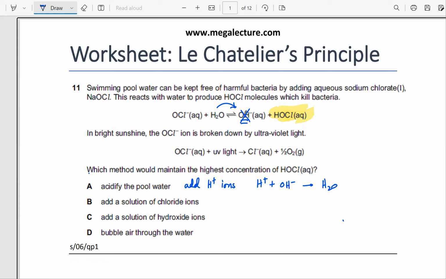Okay? Is it clear that adding H plus ions will eventually neutralize the OH ions over here? And if the OH ion concentration decreases, the rule is that the equilibrium will try to do the opposite and it will try to produce more OH ions. Okay? Is this point clear?